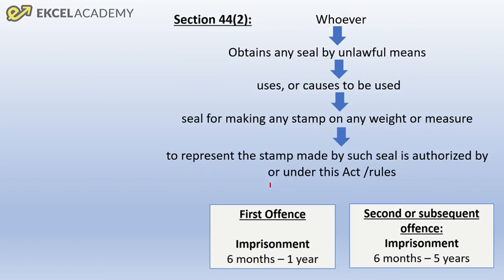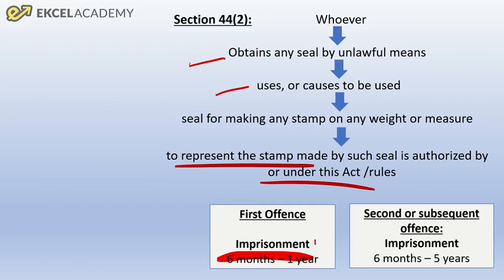Now we come to section 44 subsection 2. Anyone who obtains any seal unlawfully, that is without permission, or uses such a seal, or represents the stamp as authorized by the Act and given government approval, then again we have imprisonment of 6 months to 1 year, and for a second offense 6 months to 5 years.